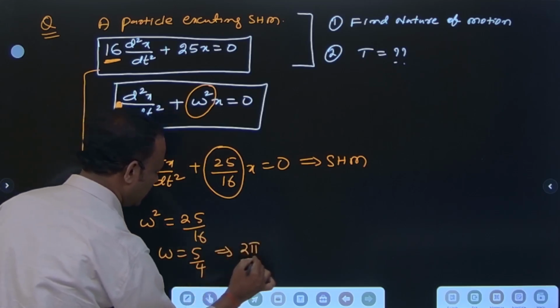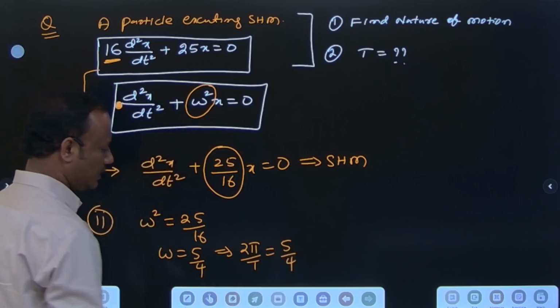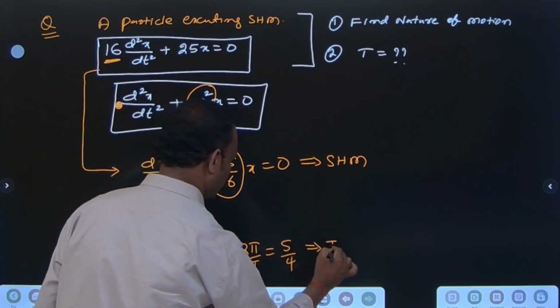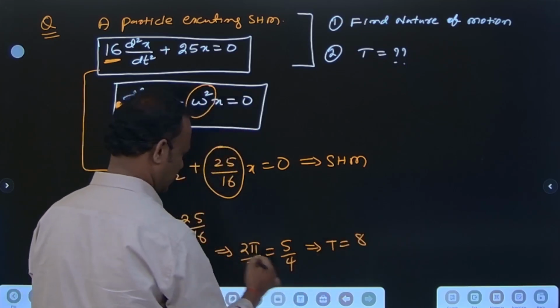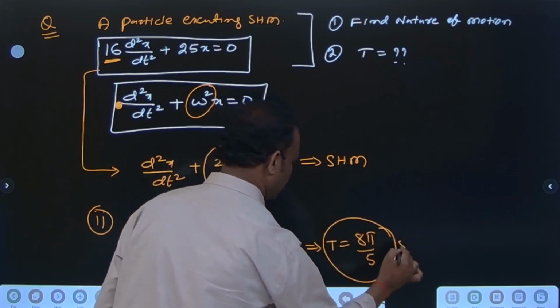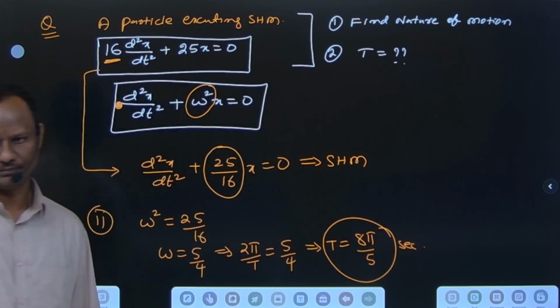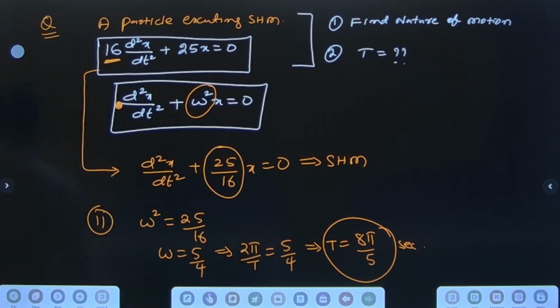Omega means 2 pi by T. So 2 pi by T is equal to 5 by 4. Then T, the time period, is equal to 8 pi by 5 seconds. So this is the time period, and the motion is SHM. Which type of SHM? Linear SHM, we can say.